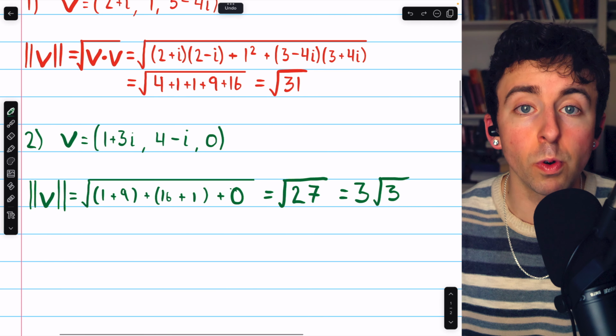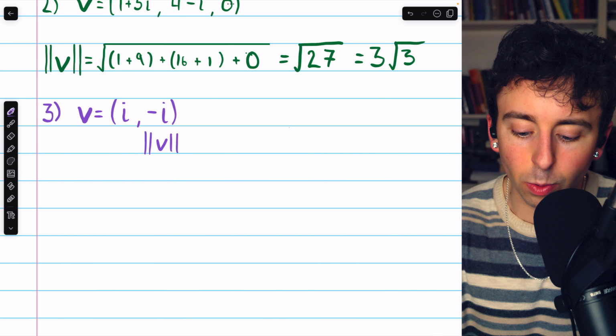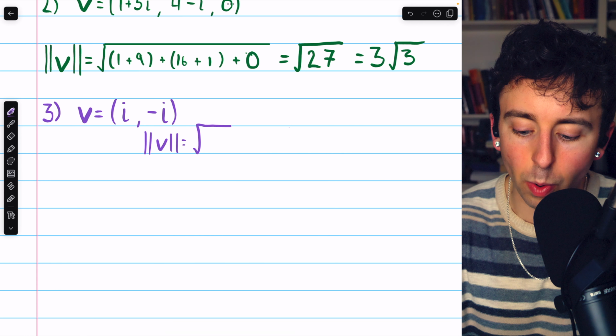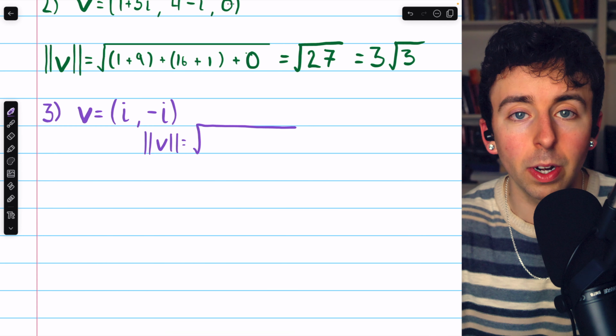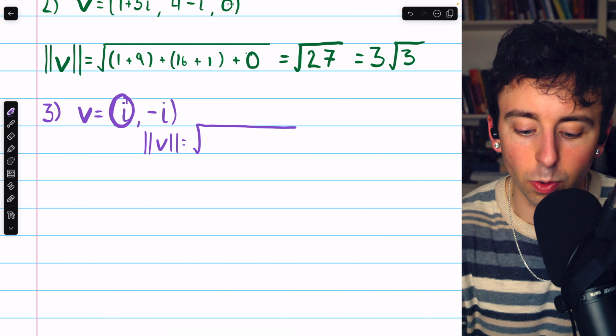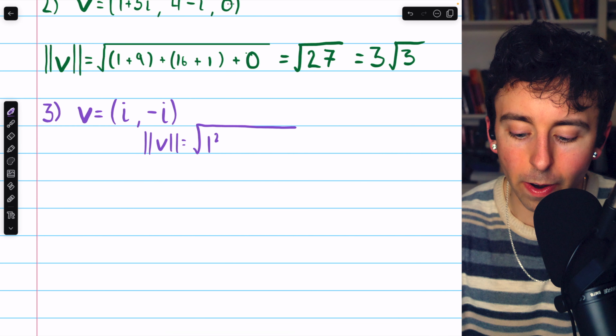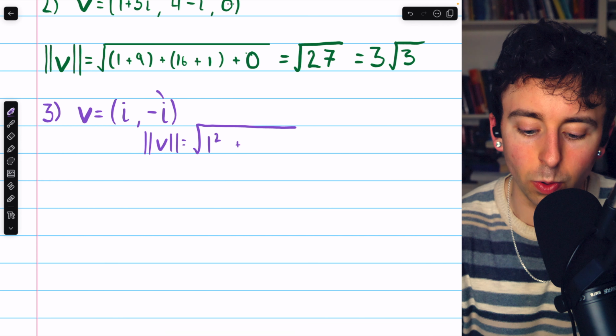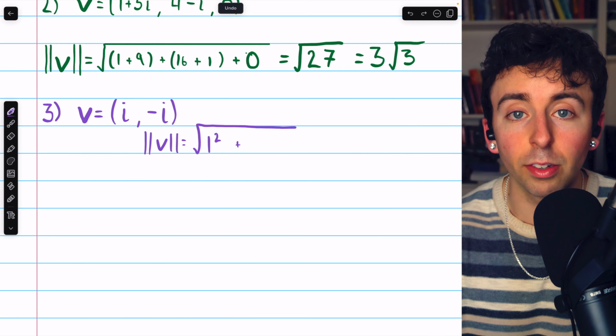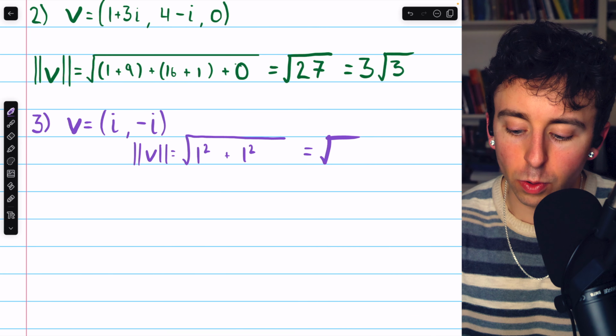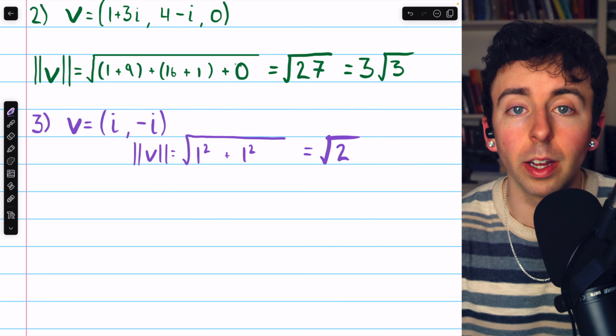Moving on to our last example, we'll do this the same way. The magnitude of v, well, that's equal to the square root of the sum of the squares of the magnitudes of v's components. The square of the magnitude of this component is 1 squared. The square of the magnitude of this component is also 1 squared, because the magnitude of negative i is just 1. So final answer, the magnitude of our vector v is square root of 2.